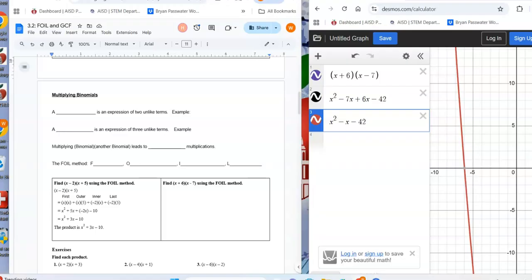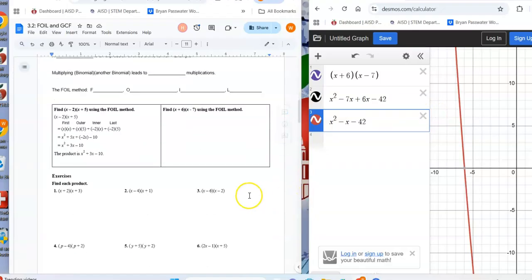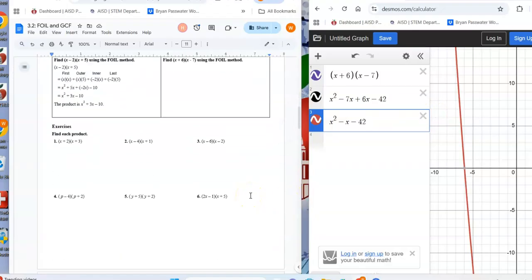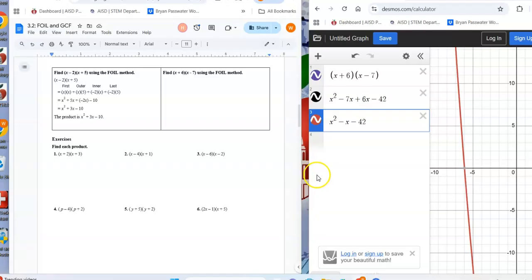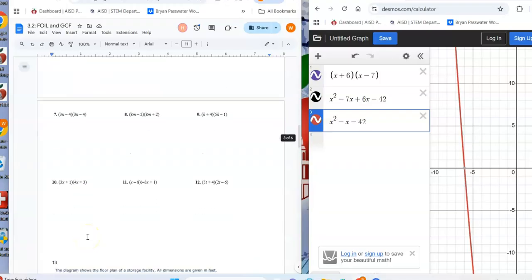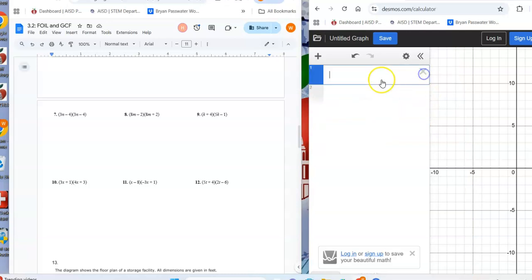I'll do one more of these just so you're not too confused about this. However, you were taught this in Algebra 1 two or three years ago. I'm going to do 7. So let's say I want to do 3n minus 4 times 3n minus 4.